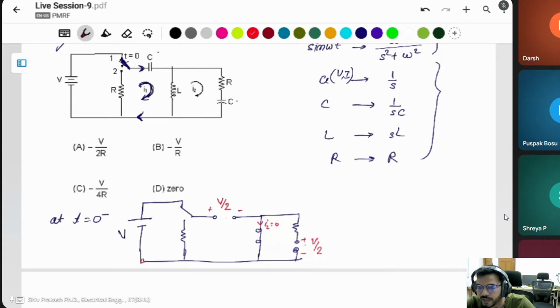Why V by 2? Because both capacitors are the same. If there were different capacitors, they would store different energy because energy is half CV square. Then the voltage is different, the energy will be different. Capacitor different, energy different. That's why the voltage is also different. In that condition, you have to apply like that. But here both capacitors are the same. That's why V by 2, V by 2.